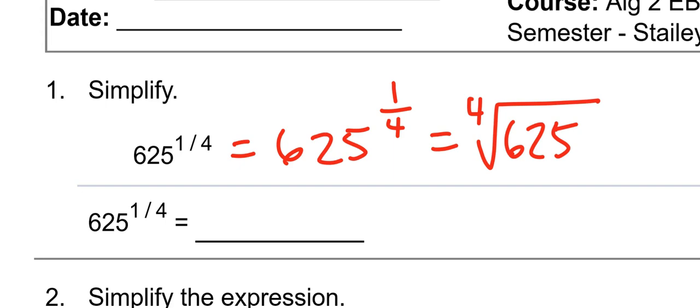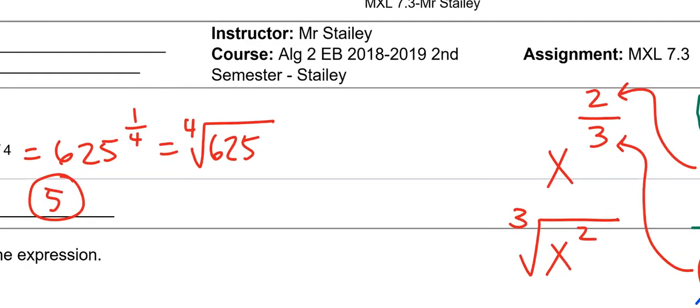Get it? Okay, good. We're on 7-3. And what'd you get for the final answer on this? 5? Good answer.